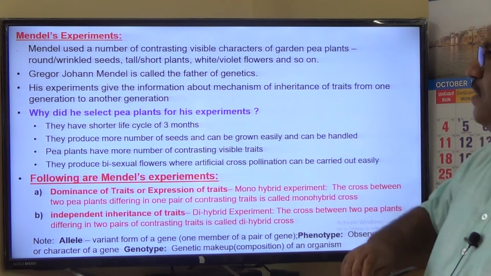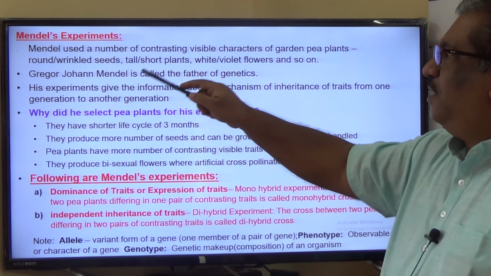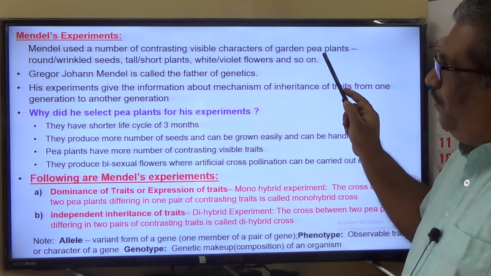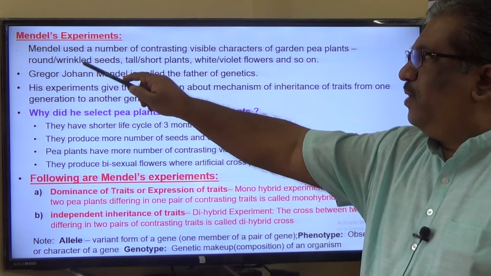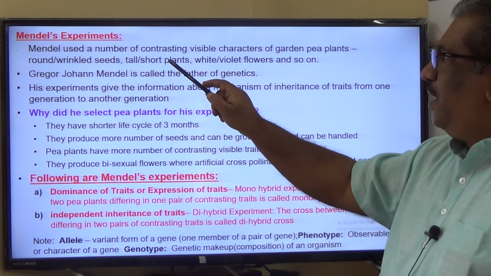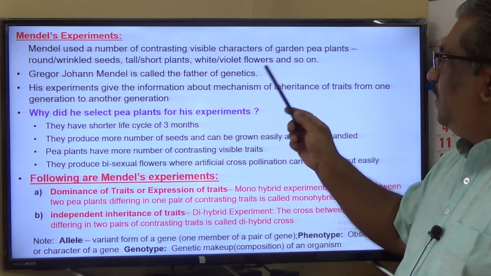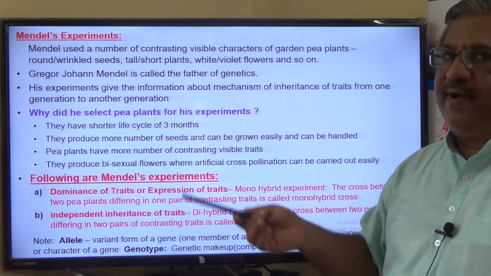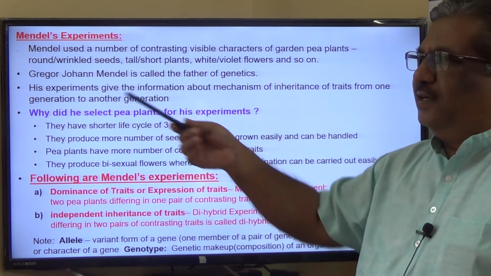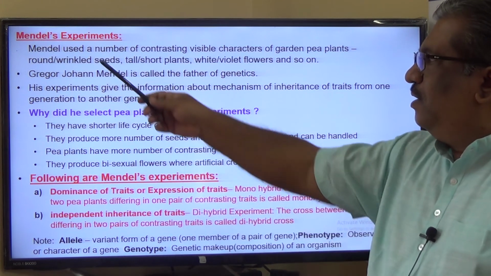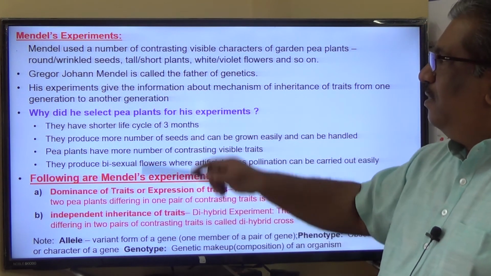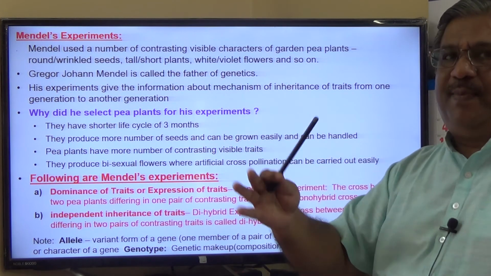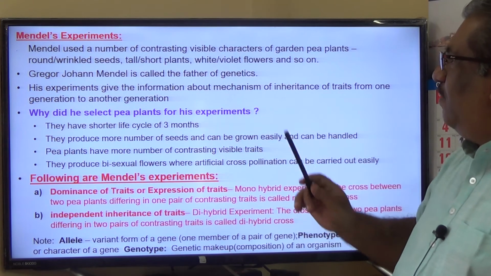Next, Mendel's experiments. Mendel used a number of contrasting visible characters of garden pea plants, such as round and wrinkled seeds, tall and short plants, white and violet flowers, and so on. So in pea plants there are many varieties. With respect to seeds, the color can be green or yellow. With respect to shape, round and wrinkled. With respect to height of the plant, tall and short plants. With respect to color of the petals of the flowers, white and violet flowers, and so on.